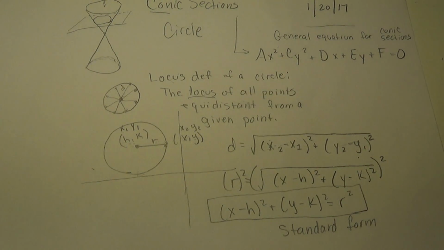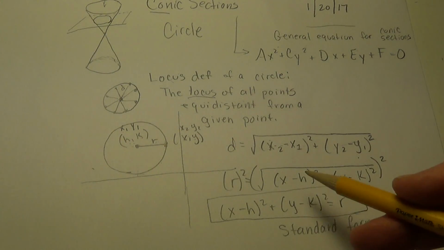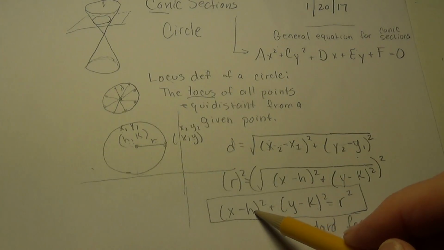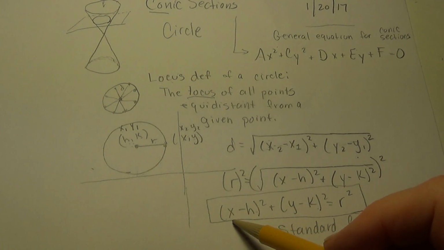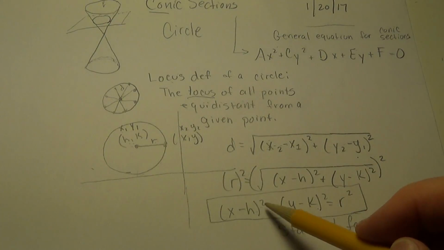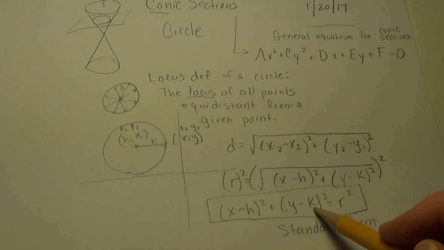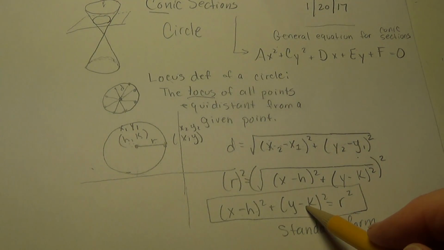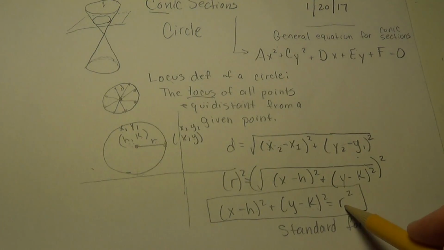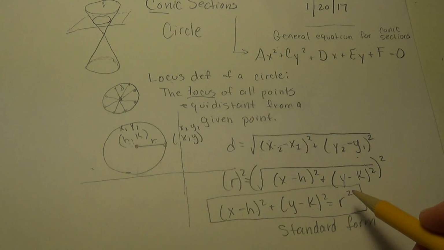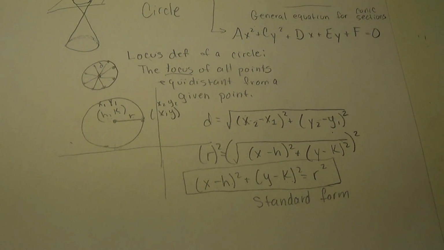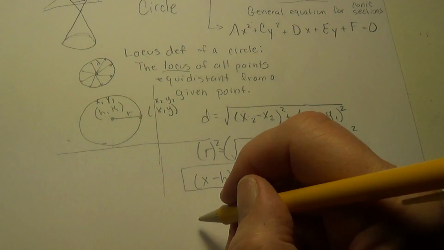If you're given an equation in standard form, you can easily find the center, h and k. H is connected to the x value, but with the opposite sign. And that's why the negative. And k is hooked to the y variable with the opposite sign. And the radius is going to be the square root of whatever is in this position, holding r squared. So let's say I give you one. See if you can pick out the center and the radius.